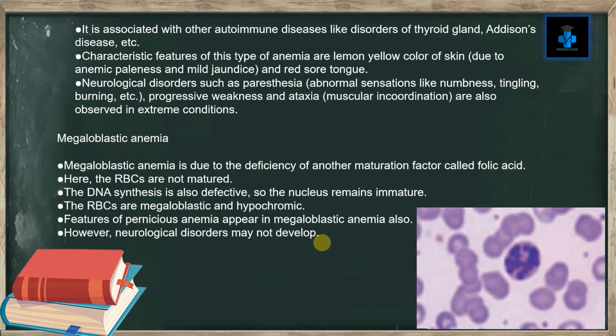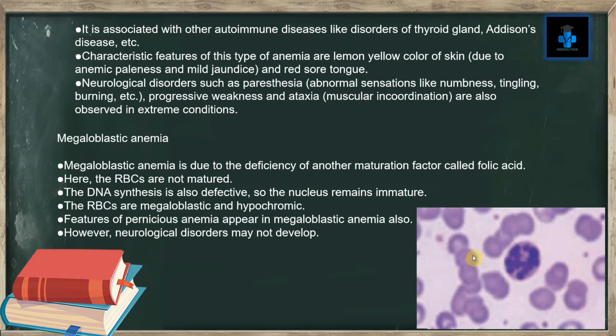Now let's know about megaloblastic anemia. Megaloblastic anemia is due to deficiency of another maturation factor called folic acid. Here, the RBCs are not matured. The DNA synthesis is also defective, so the nucleus remains immature. The RBCs are megaloblastic and hypochromic.